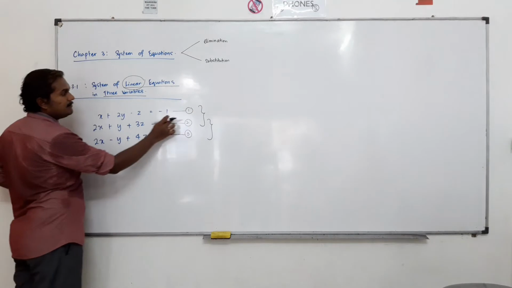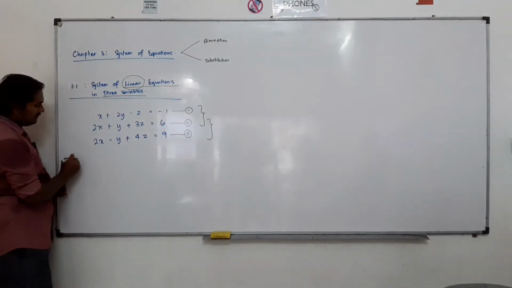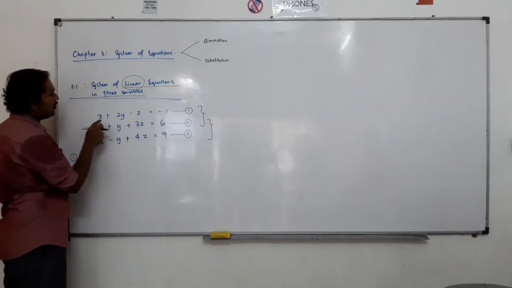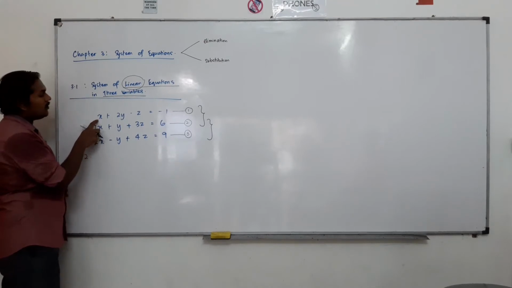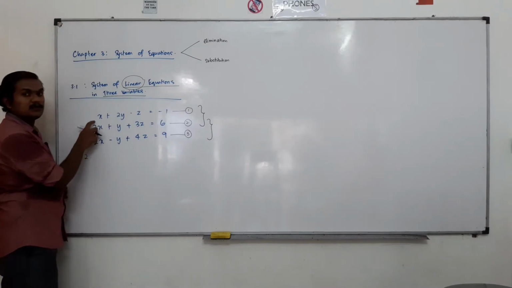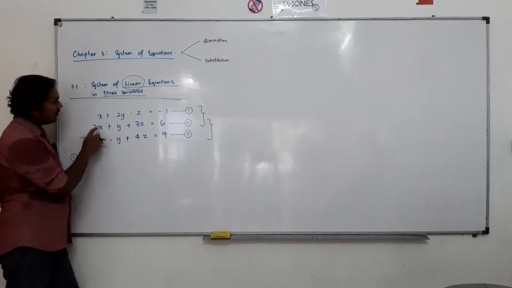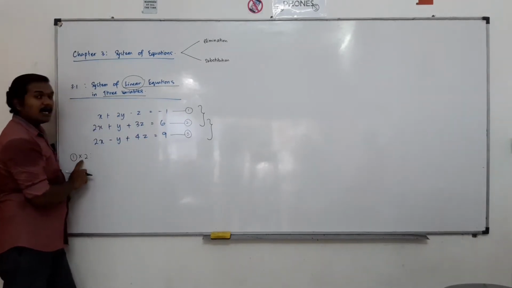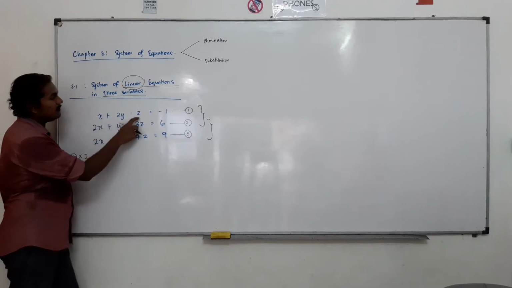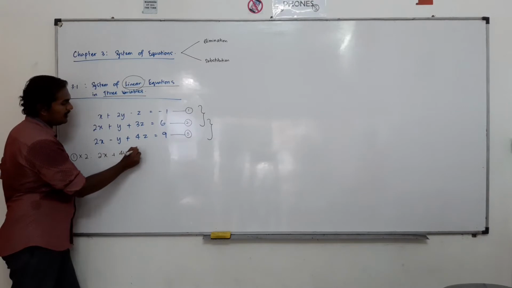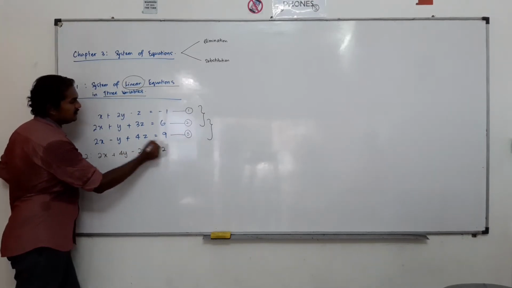For example, we can select equation 1. After selecting equation 1, I am going to multiply equation 1 with 2. If you multiply equation 1 with 2, you will be getting 2x. When you make the x become 2x, your 2x and 2x here will be equal. So I am going to eliminate the x here. So I will take equation 1 and multiply by 2. You will be getting 2x plus 4y minus 2z equals negative 2.